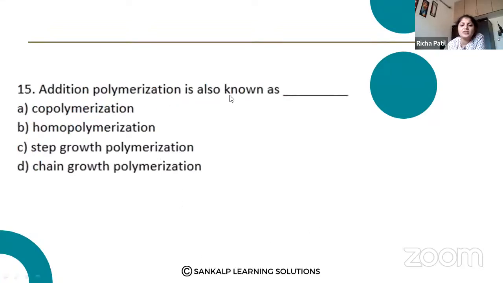Addition polymerization is also known as what? Yes, Kumar, Tarun, Malik, Sinchana, Pavitra, Shilpa. Good. Many have answered it right. It is chain growth polymerization. So it is called chain growth polymerization.